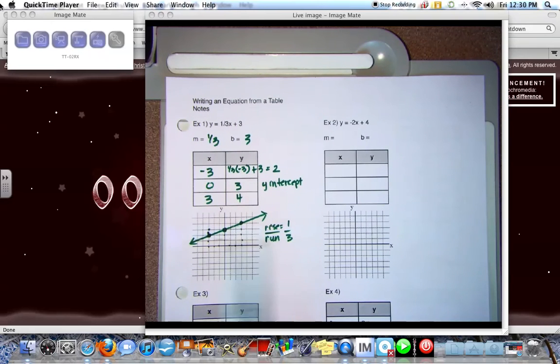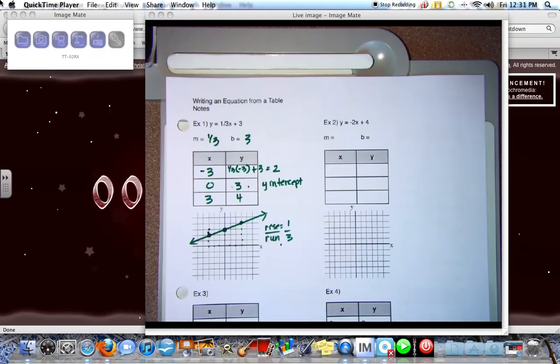So we just looked at the graph and we found that our rise over run is 1/3. Is that the same as our slope? Yes. And you said that our y-intercept has an ordered pair of 0 and 3. Do we have 3 for our y-intercept? Yes. So does it make sense that we have a slope of 1/3 and a y-intercept of 3 for this equation? Okay.